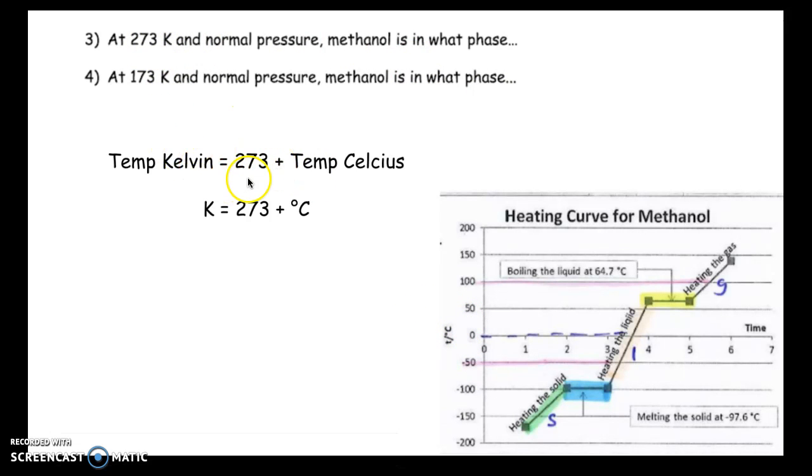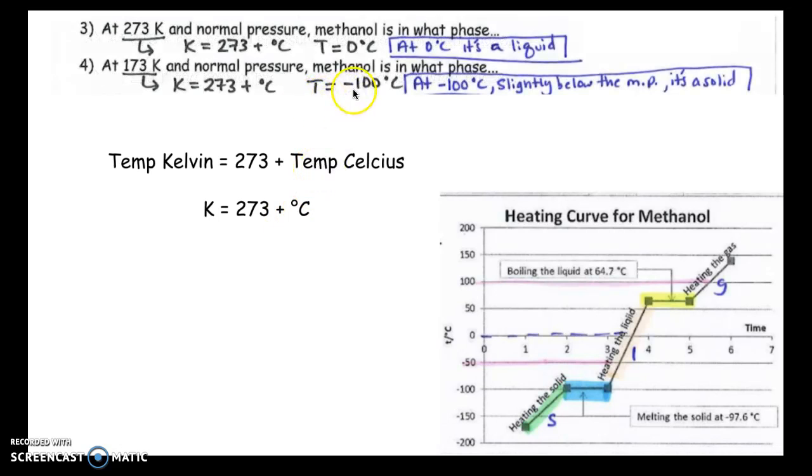So you'll have to use K equals 273 plus degrees Celsius to convert your temperatures into degrees Celsius. And when you do that, the first one, that 273 K is 0 degrees Celsius. So if we go along, find 0 on the y-axis, we go along, and we see that we're in the liquid phase, so we can say it's a liquid.